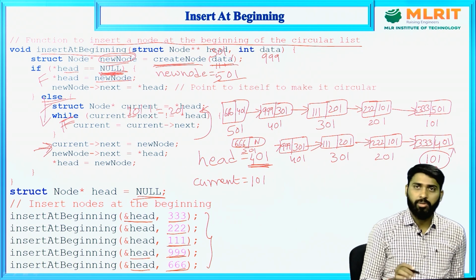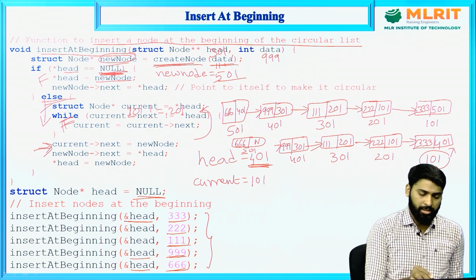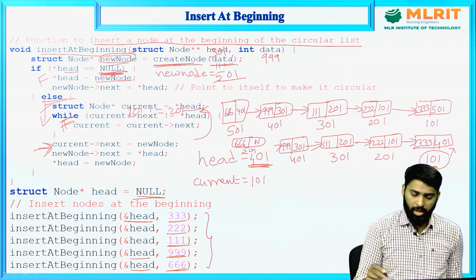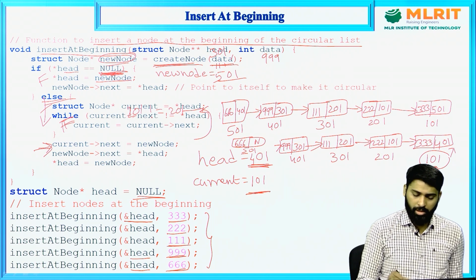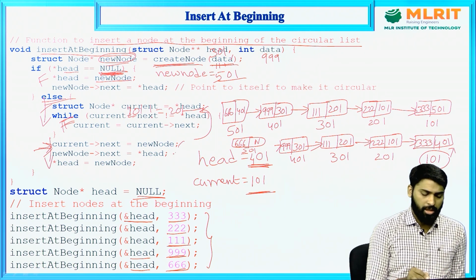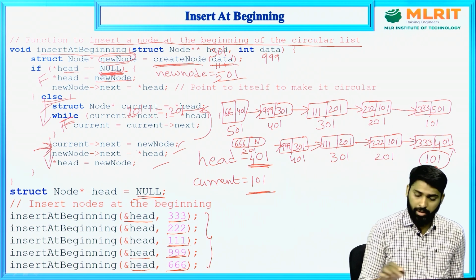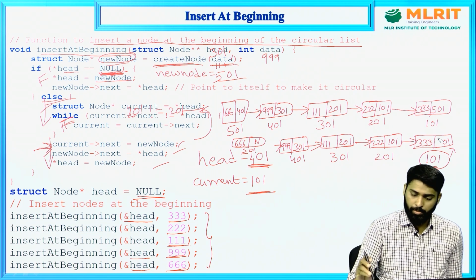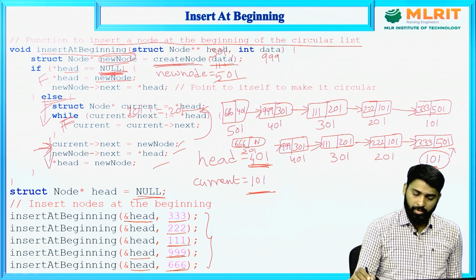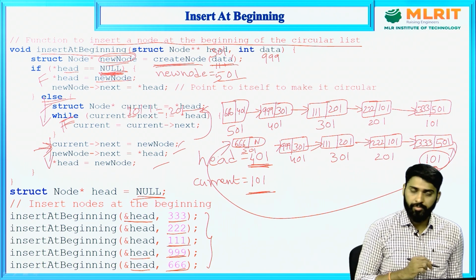In this I am going to traverse up to the last node. So I am taking the head as current and we traverse up to the last node. Now the last node is 101. Now current equals 101 and we are going to execute these three instructions. Current arrow next. What is the current here? 101. Arrow next means this is the one. In this part we are going to update the new node. What is the new node? 501. So this is the link, 501.